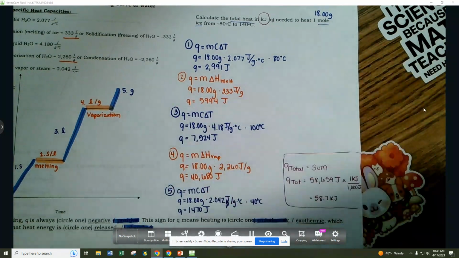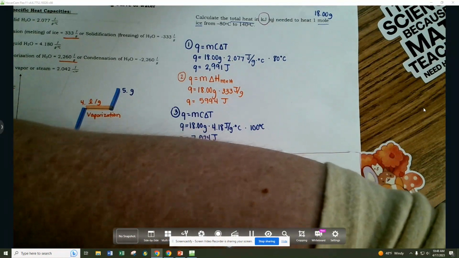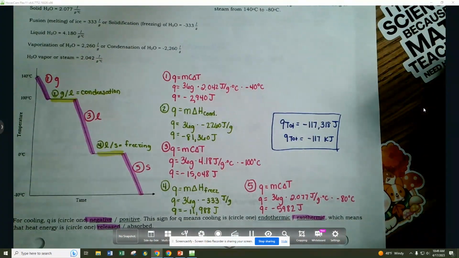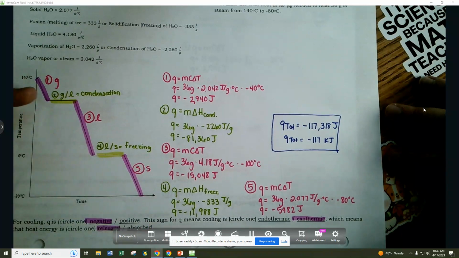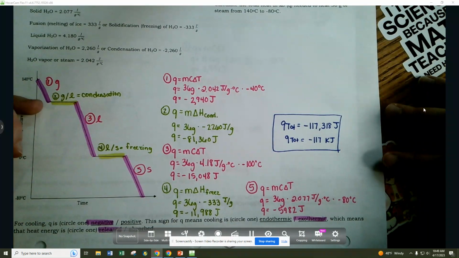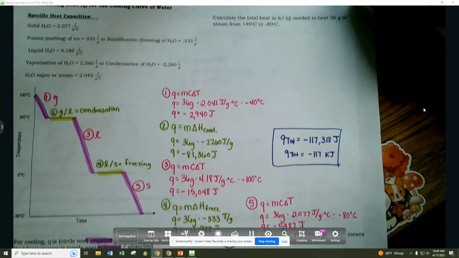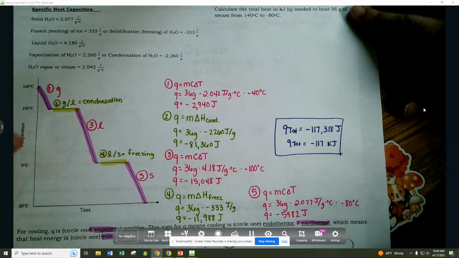So I'm not going to talk every aspect out with the cooling curve. I'm going to show you one that's already worked out. So in the cooling curve, we have the same idea. We have 5 steps. We have our gas, liquid, solid, and then we go through our 2 phase changes of condensation and freezing.